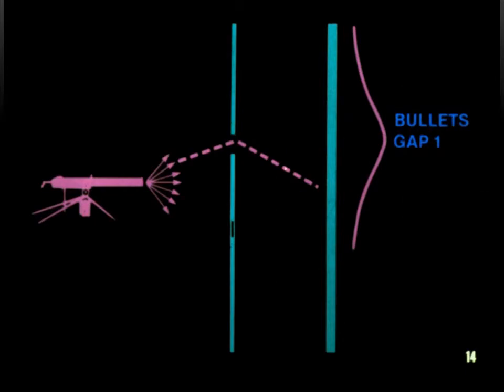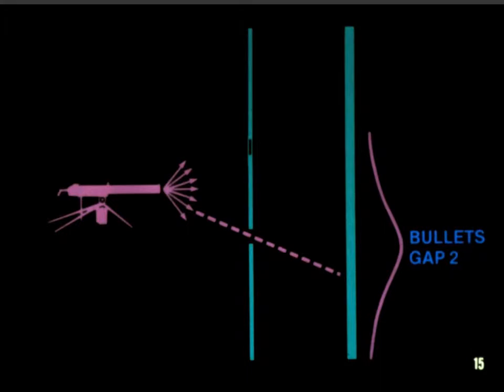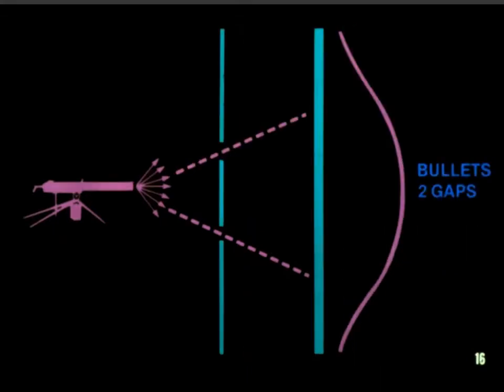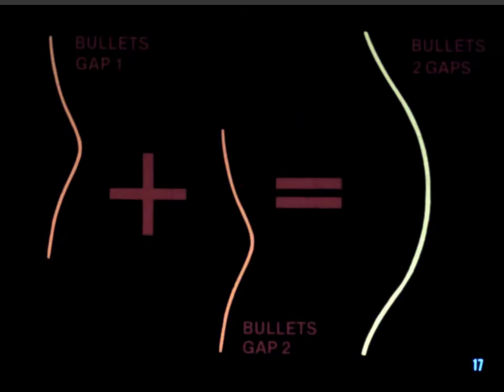We can graph the number of particles hitting any particular spot, first using one gap only, then the other, then both. The key point here is that the graph that results from using the double gap is exactly what we would expect if we simply added together the graphs that resulted from using each gap separately.